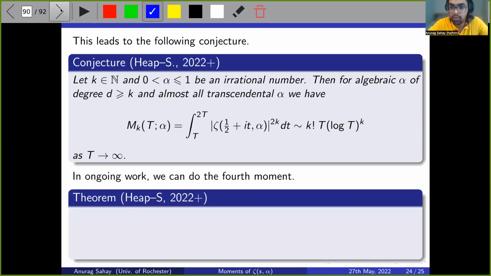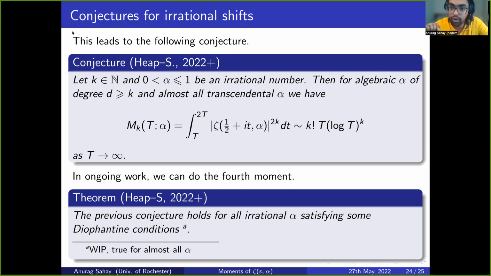And in ongoing work, which we're in the process of writing up, Winston and I have been able to show that this conjecture is true for the fourth moment, and it's true for almost all alpha which satisfy a certain condition, which I don't really want to go into.